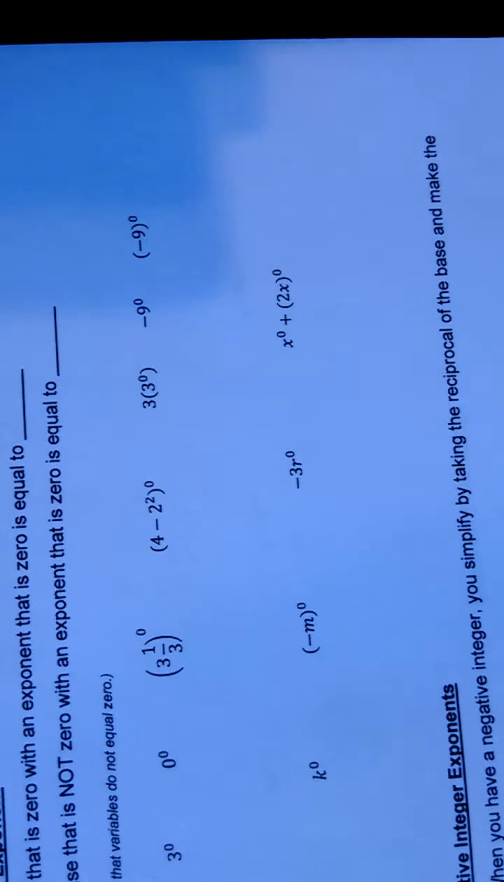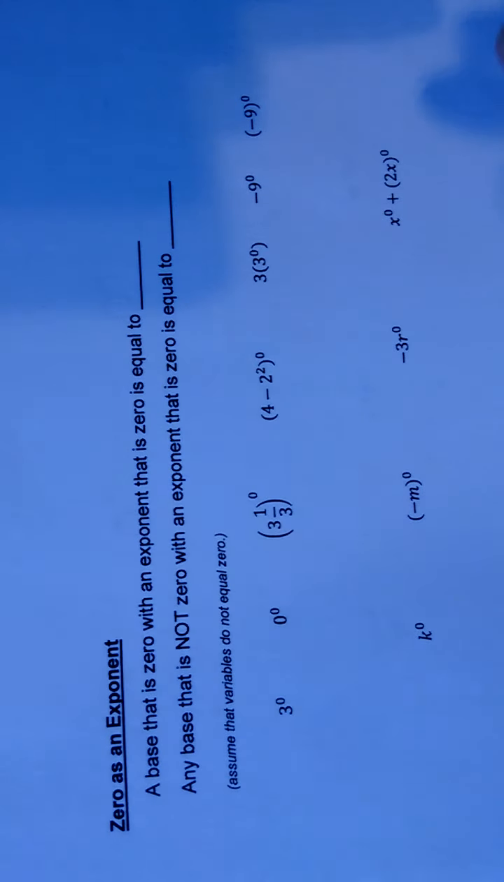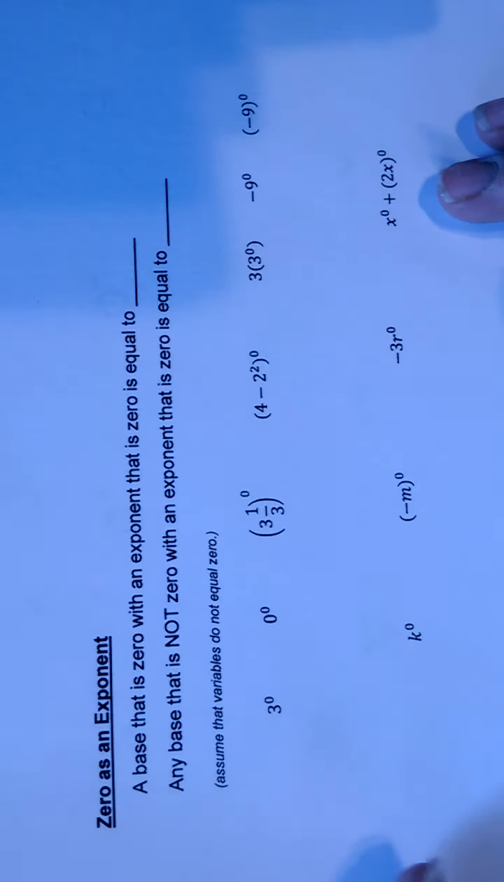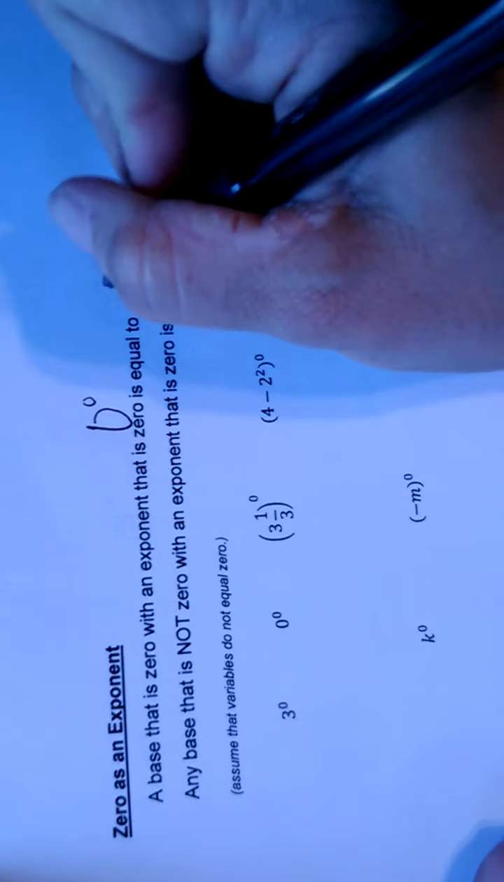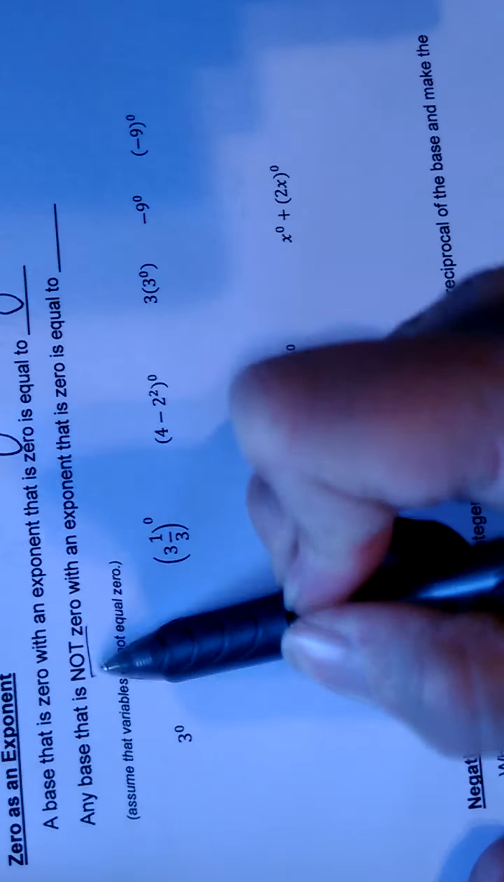All right. Up next, we have 0 as an exponent that we're going to talk about. This is something that's kind of easy to forget about in the middle of all the exponent stuff. But a base that is 0 with an exponent that is 0 is equal to 0. So that's like 0 to the 0 power. Well, that's 0. However, that 0 power operates differently when you have a base that's not 0. It says any base that is not 0 with an exponent that is 0 is equal to 1.